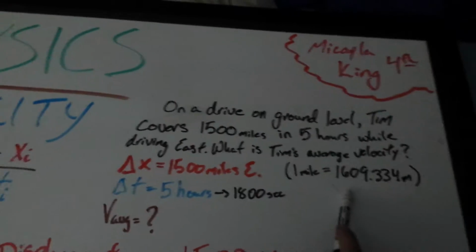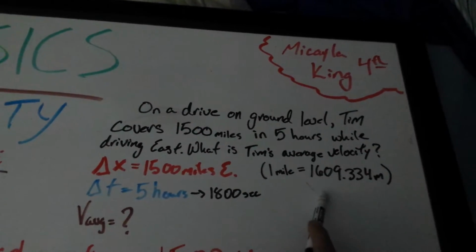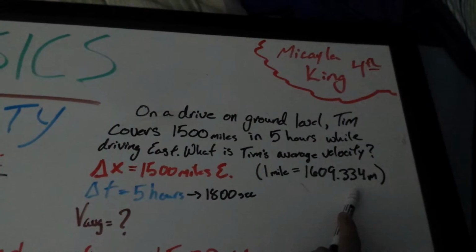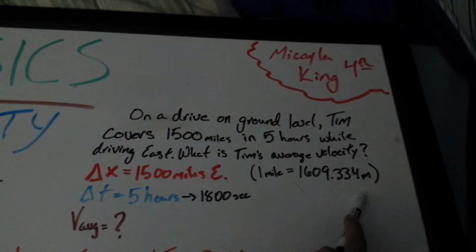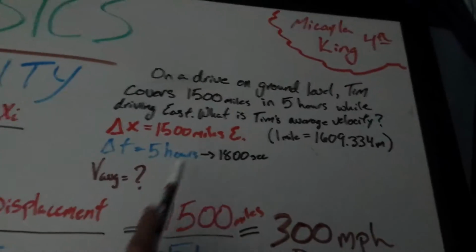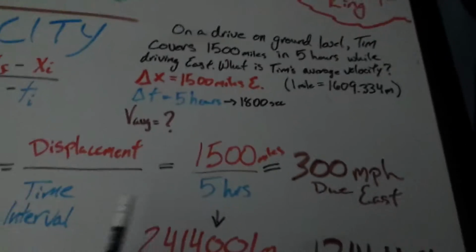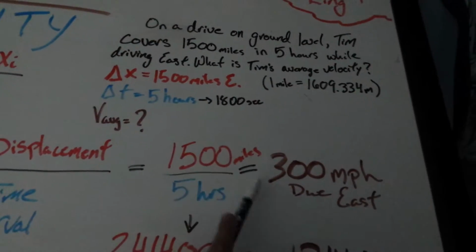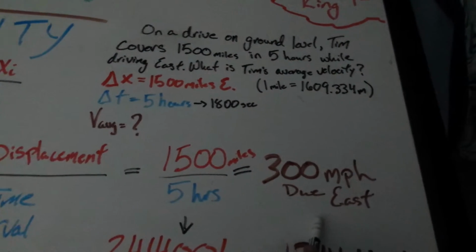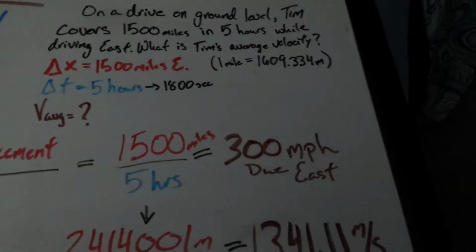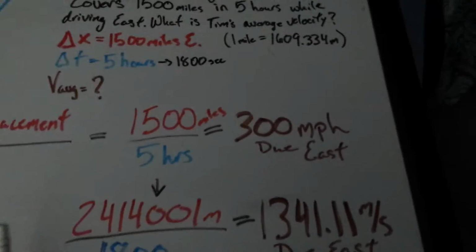1,609.334 meters, and 5 hours is equivalent to 1,800 seconds. And so you'd plug it in, and you'd get 300 miles per hour due east, and yes, that's very fast, so it's open road, I guess, I don't know.